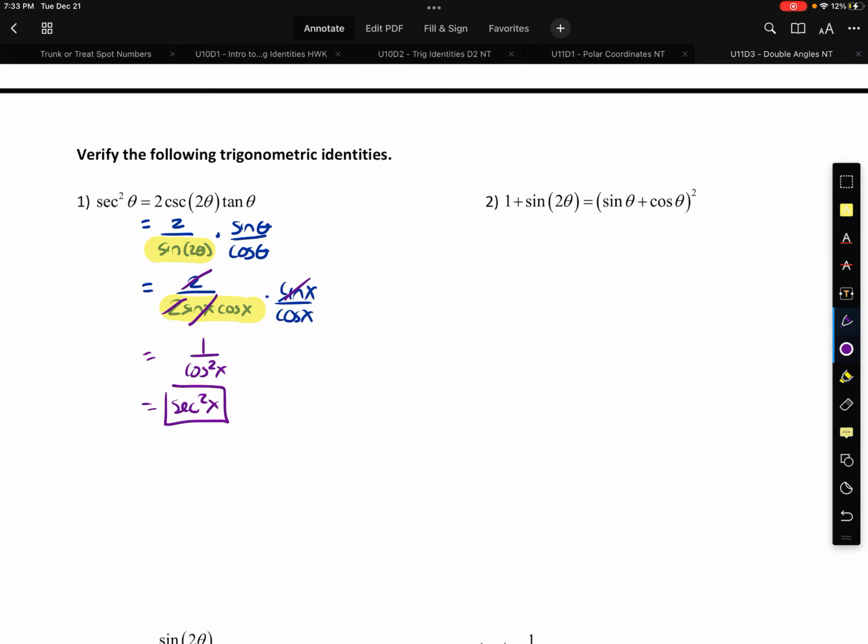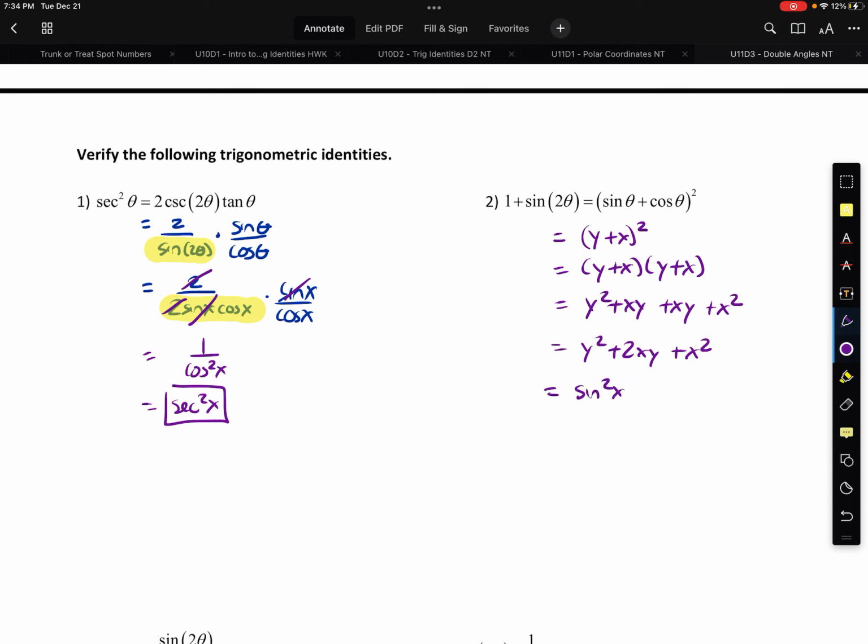Alright, so the identities are here. They're not overly crazy, I promise. Alright, what do we got for this one? Well, for the purpose of my liking, I'm going to make it y plus x squared, which means I got y plus x times y plus x. Y squared plus xy plus xy plus x squared, which is y squared plus 2xy plus x squared. So if I bring things back in, sine squared x plus 2 cos x sine x plus cos squared x.